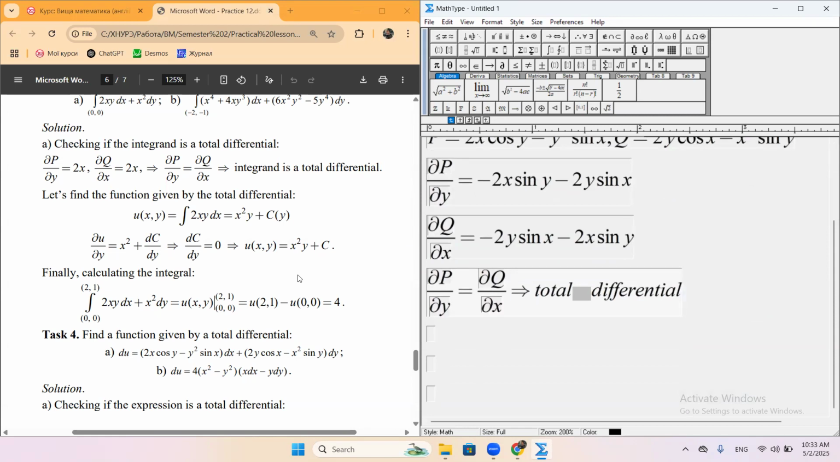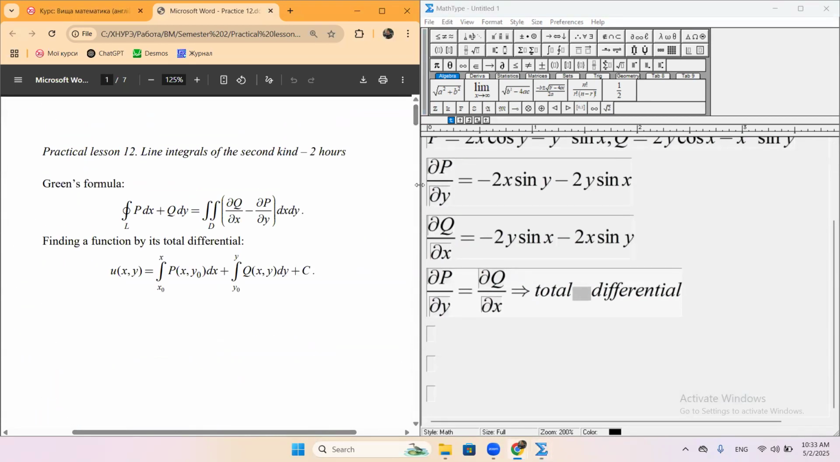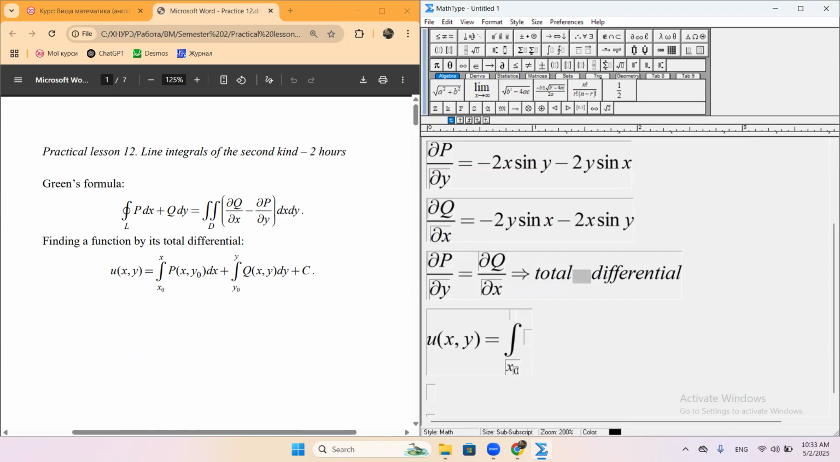Then we will use the following formula to find the function given by total differential. So u of x, y equals, so we will calculate the following integrals. So the first integral from x0 to x, P of x and y0, dx, so we'll substitute y0 into the expression for P. And the second integral from y0 to y, Q of x, y, so y is a variable, not a number. So plus c.